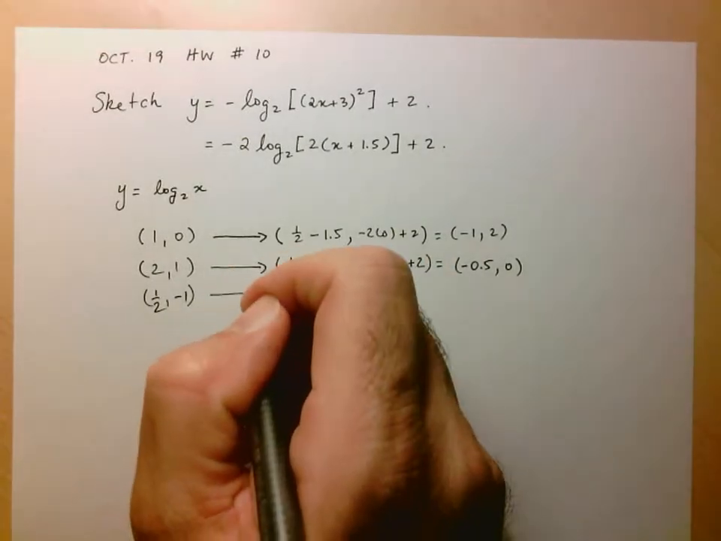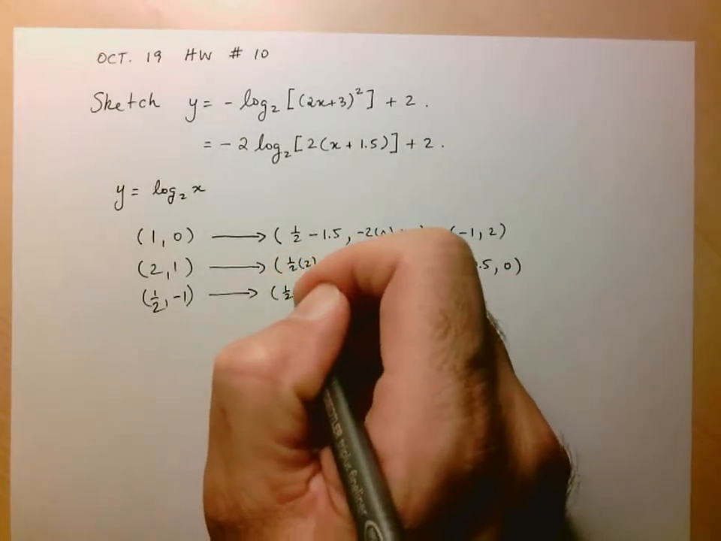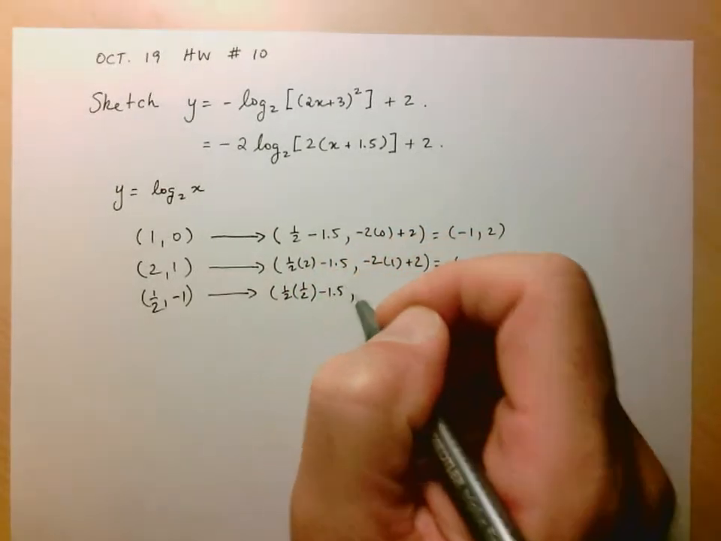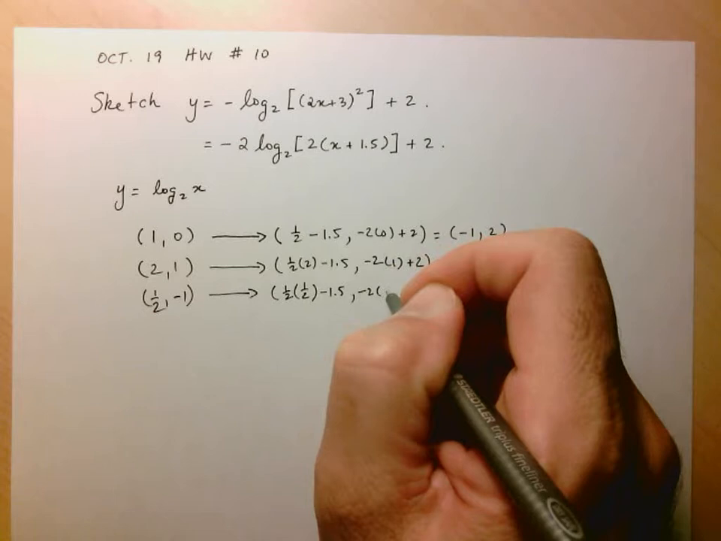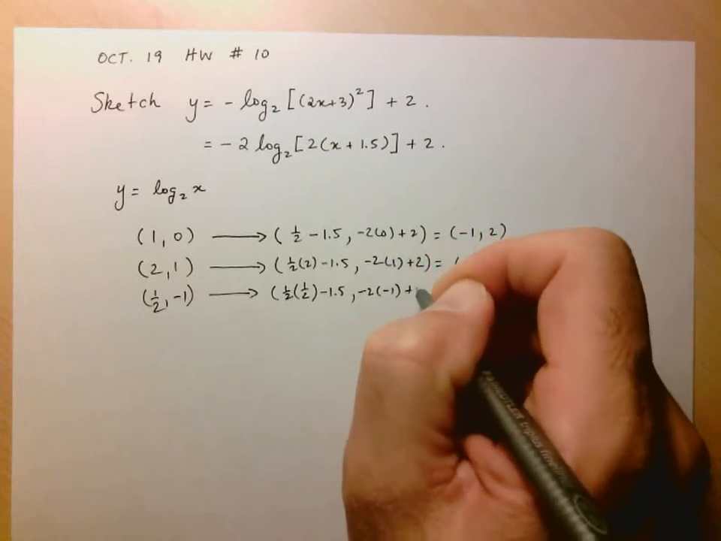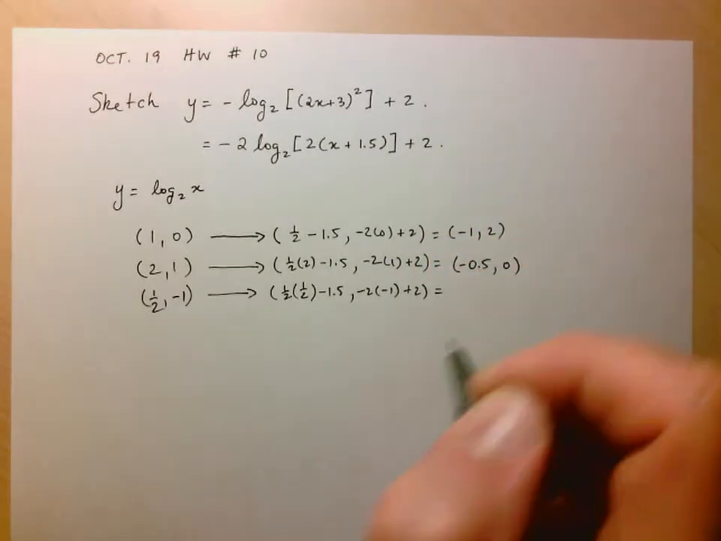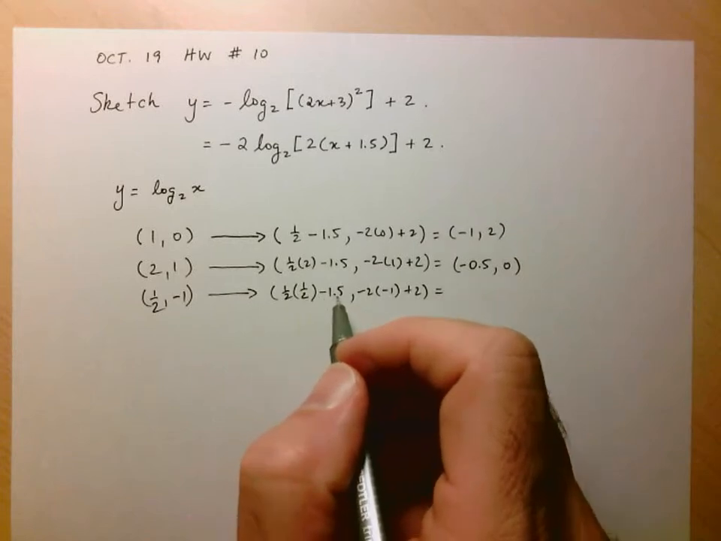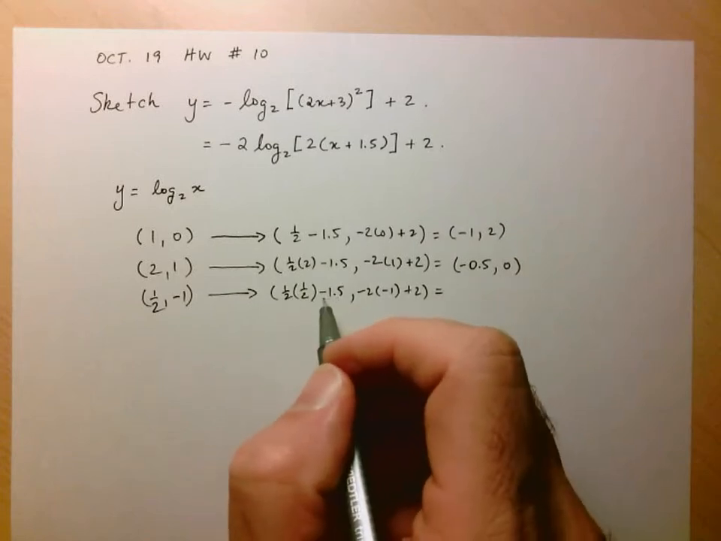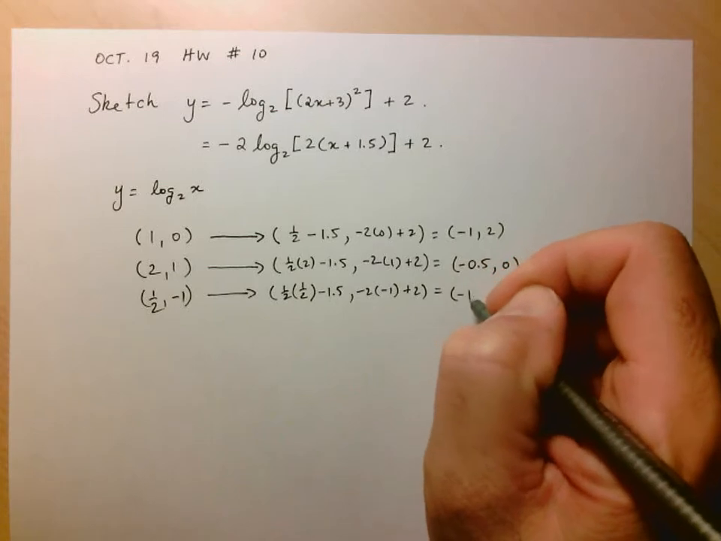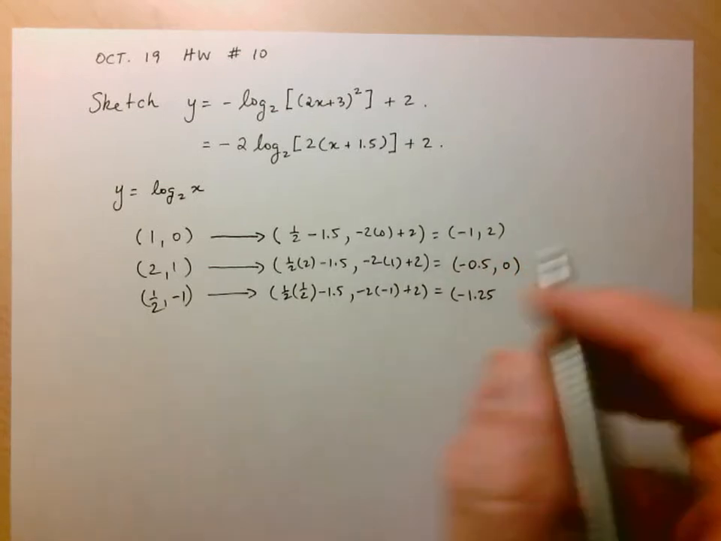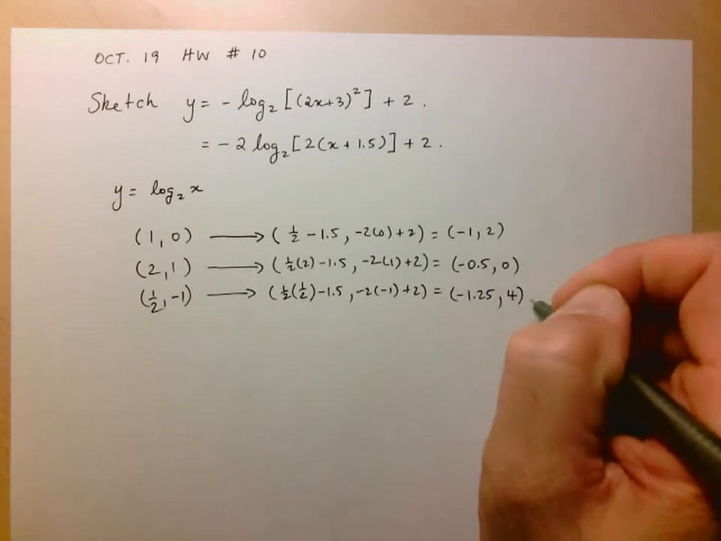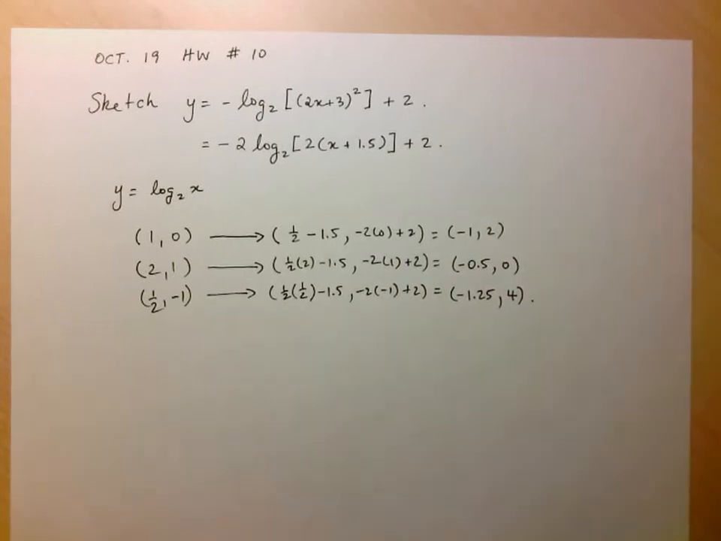And last one here. So here we have 1 half times our x value of a half minus 1.5, and then we've got negative 2 times our y value of negative 1 plus 2. Let's see what that gives us. So this is a quarter, or 0.25, minus 1.5. So this is going to be negative 1.25, or negative 1 1/4. And here we have 2 plus 2 is 4. So these are our 3 points.